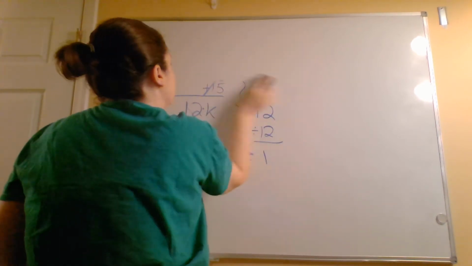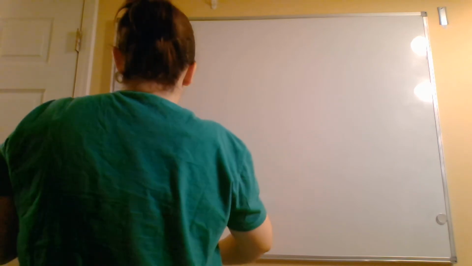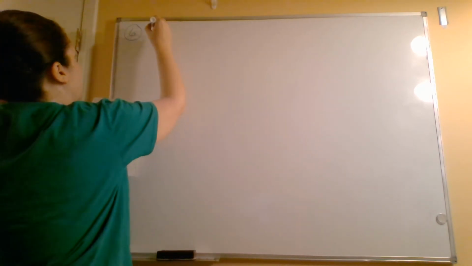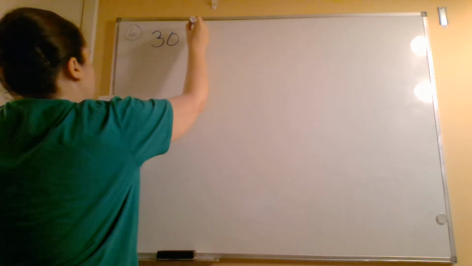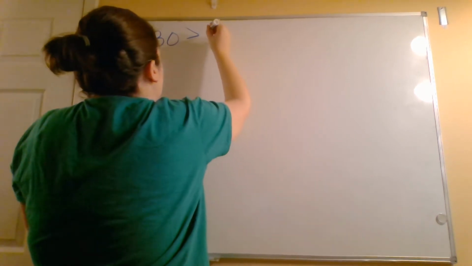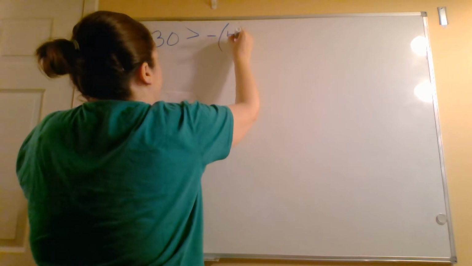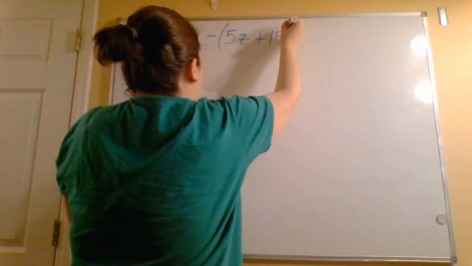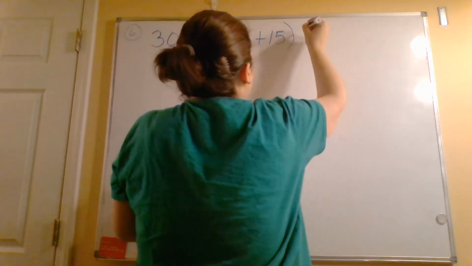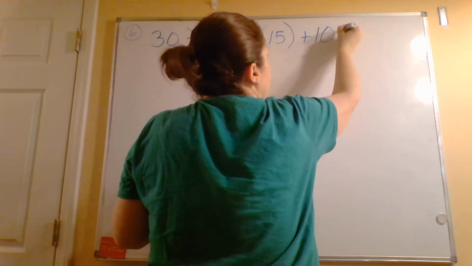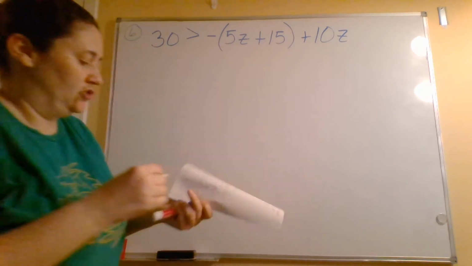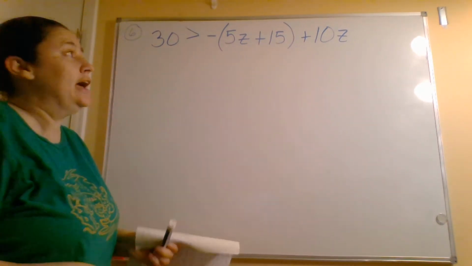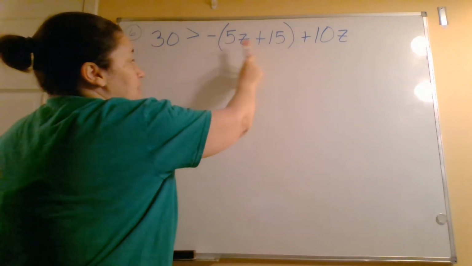so I'm going to erase. Number 6 is 30 is greater than negative parentheses 5z plus 15 end of parentheses plus 10z. This looks like a long problem. And just like in the last one, I'm going to have to distribute to get rid of these parentheses.